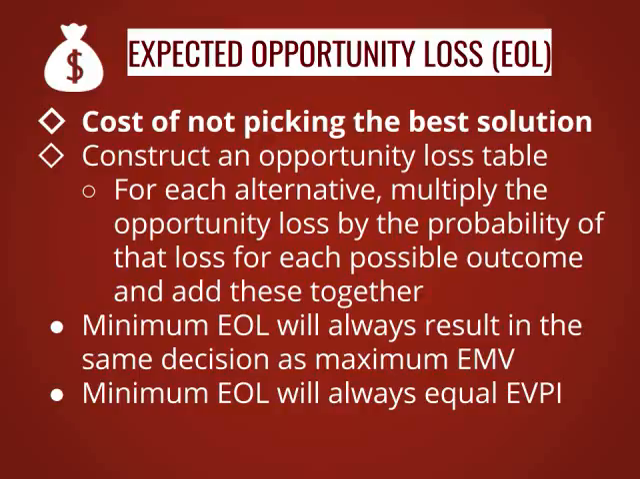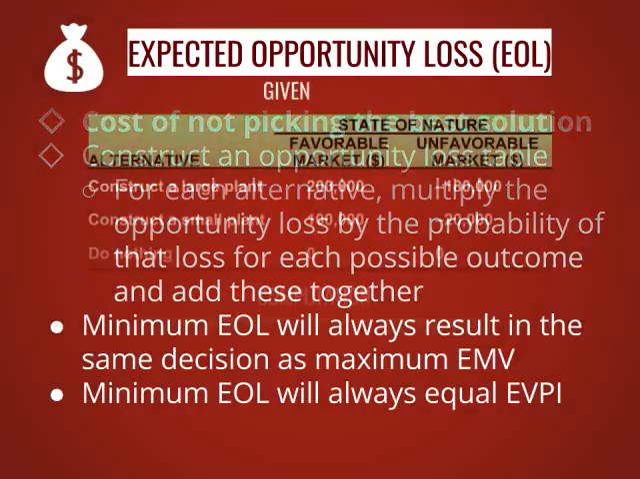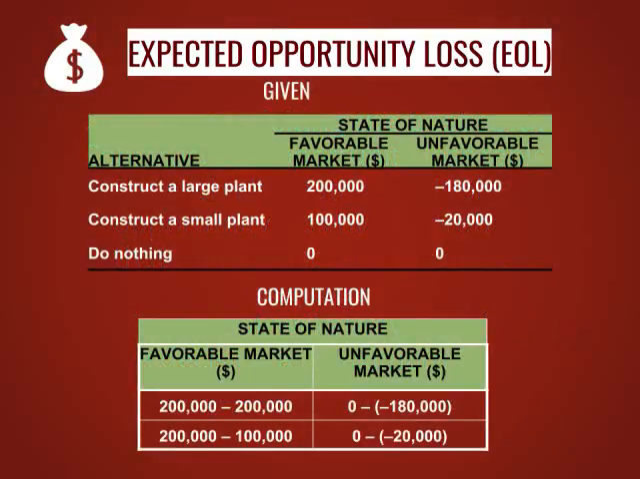Take note that the minimum EOL will always result in the same decision as the maximum EMV, and the minimum EOL will always be equal to the EVPI. Given the same problem, we try to make a decision based on the EOL. So first, we get the opportunity loss for each item. Again, the opportunity loss is equal to the best payoff in the column minus each payoff in the column.